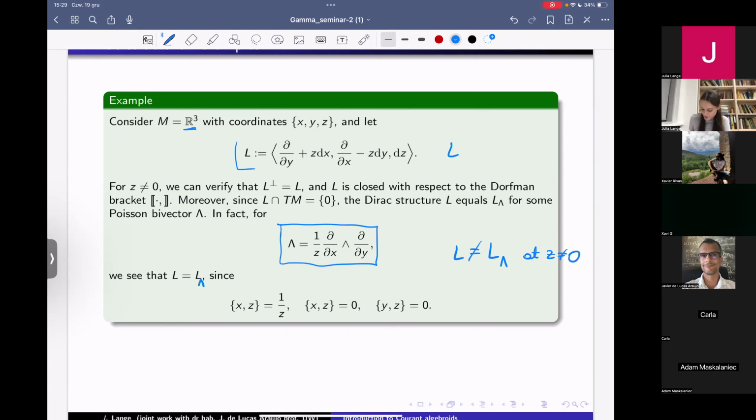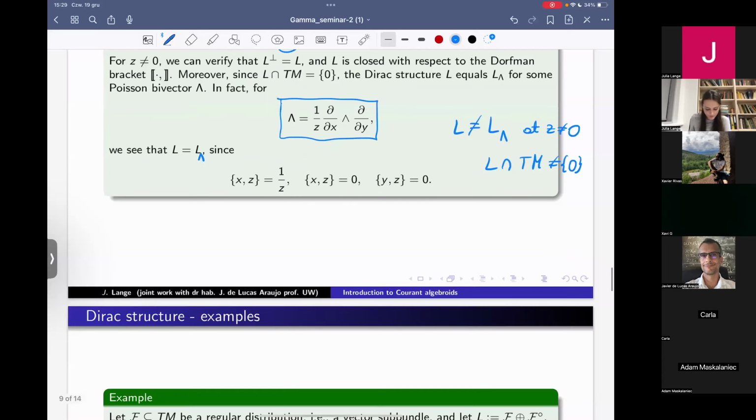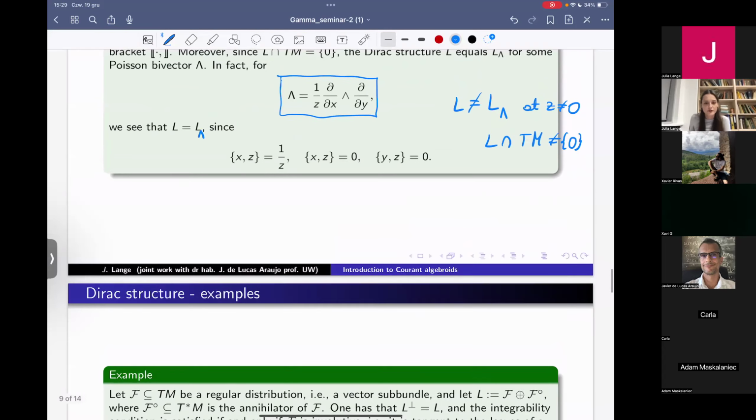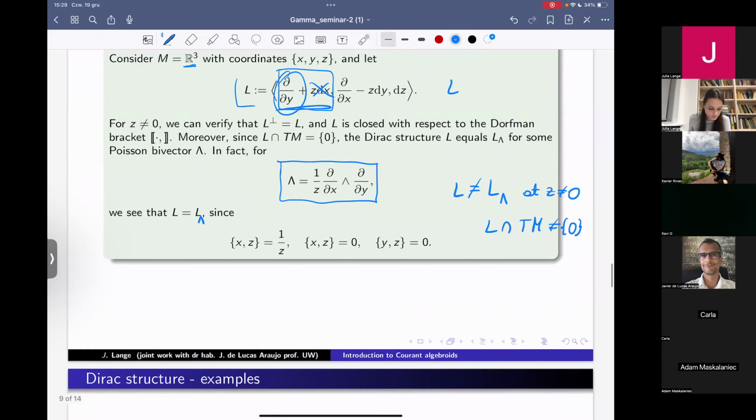Because at this point, the intersection of L with the tangent space is not equal to 0. This element vanishes and we are just given the element of this form which belongs to TM. So the intersection would not be 0. Okay, do you have any questions, comments?